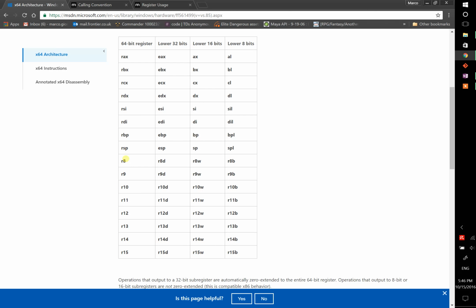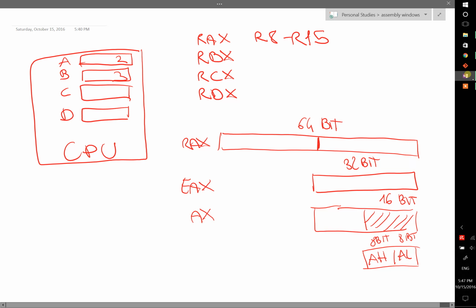So R8 is 64-bit, R8D, D stands for double word, so it's 32-bit. R8W, the W is word, so it's 16-bit, because a word is usually 16 bits. And then we have R8B for byte, so it's 8-bit, right? And the same for all the others. And again, you access just the lower part. So that's the gist of it for the general purpose registers.